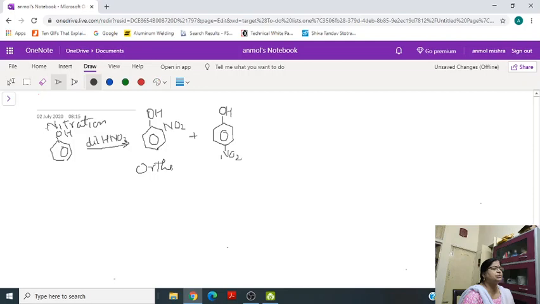Ortho-nitrophenol and para-nitrophenol. Now these two isomers can be separated by steam distillation.